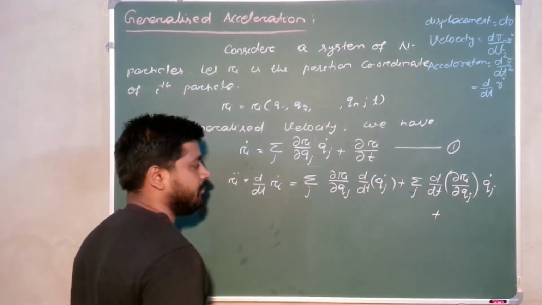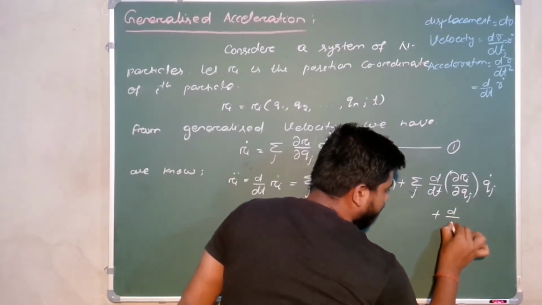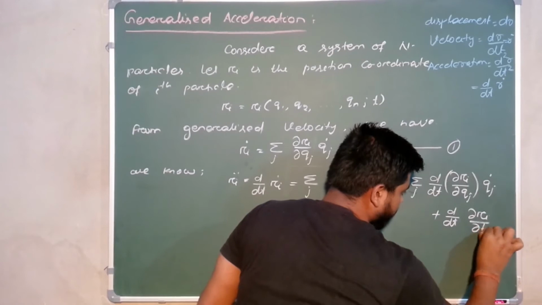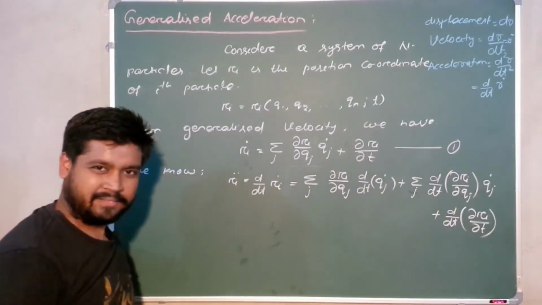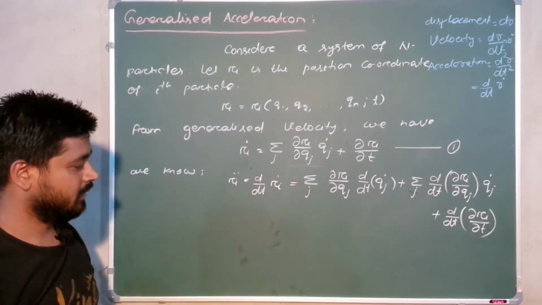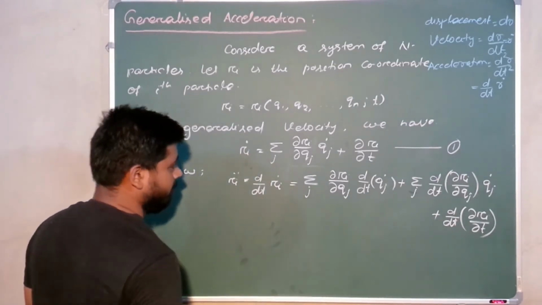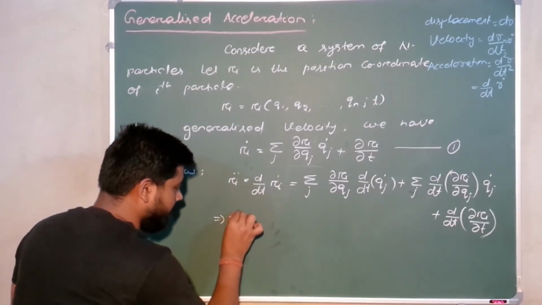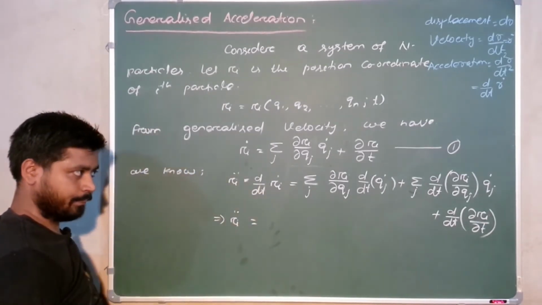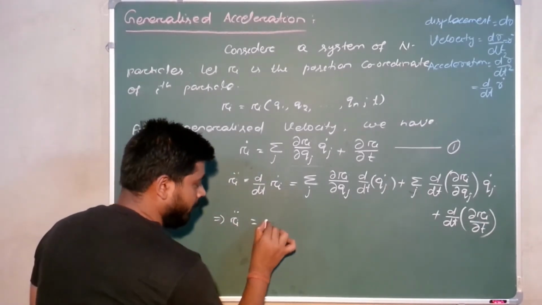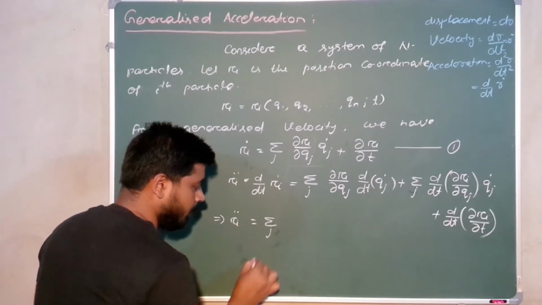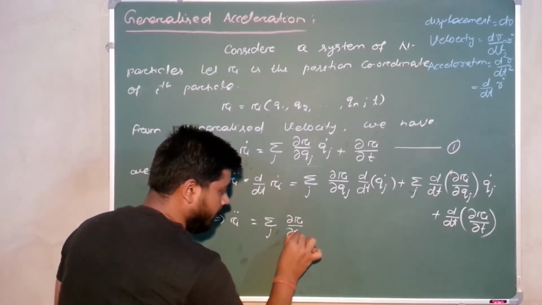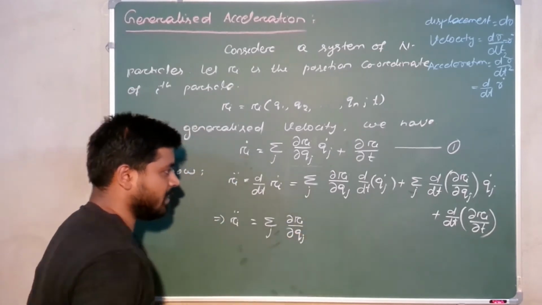Last term, d by dt of ∂ri/∂t. Very simple step. Just write down here: ri double dot is equal to this here. What do I write here? Summation over j ∂ri/∂qj, just here.